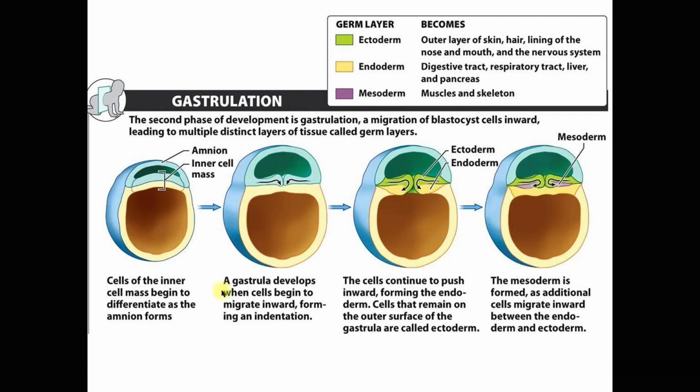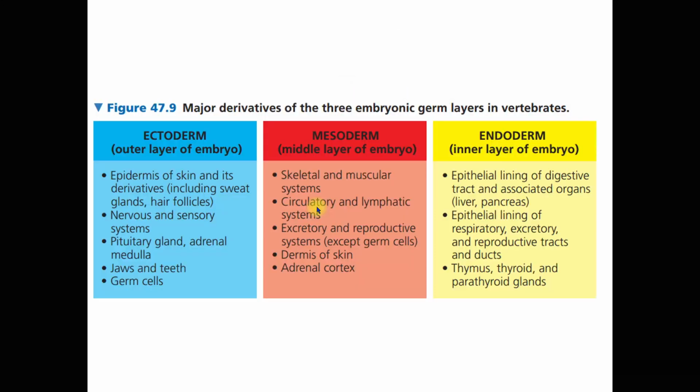So this is the primitive streak, which indicates gastrulation. These are further outcomes of the ectoderm, mesoderm, and endoderm. Please take note of this.